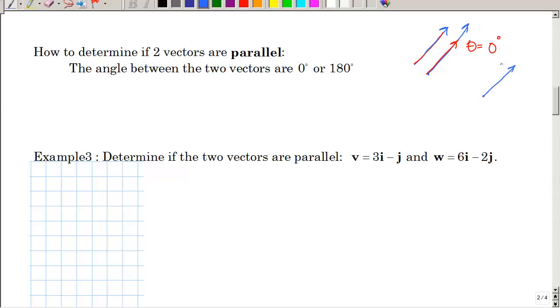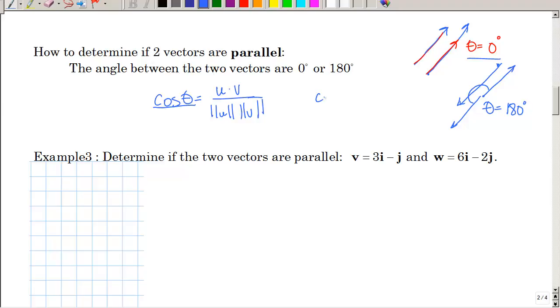But if I had one vector going that way and one vector going that way, and again superimposed them and put this one over here, that angle is 180 degrees. Now what would be helpful to know, remember our cosine of theta, that angle between them: what is the cosine of 0 degrees? Well, the cosine of 0 degrees is 1, and the cosine of 180 degrees is negative 1. So basically they're parallel if this result, u dot v over their magnitudes, is equal to 1 or negative 1. So let's look at example 3.